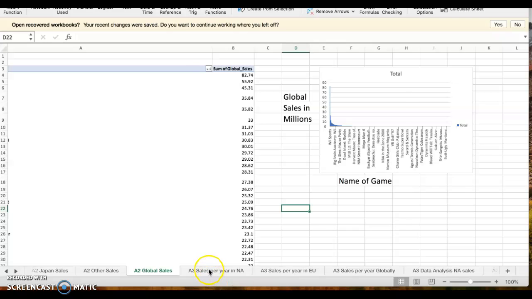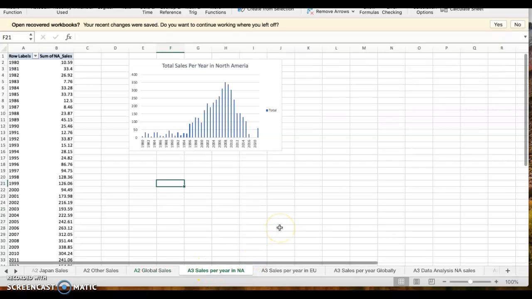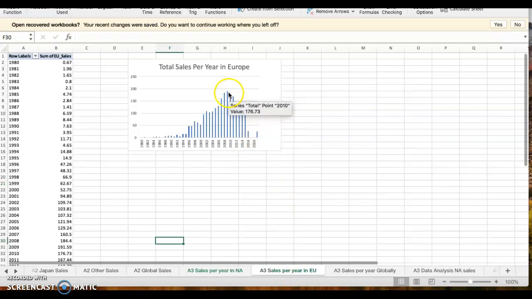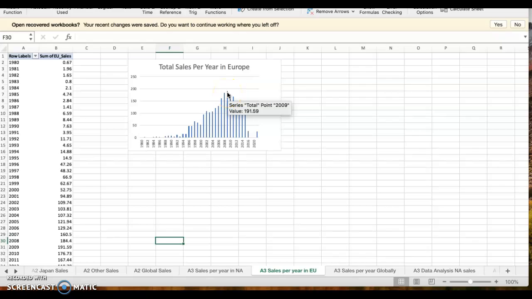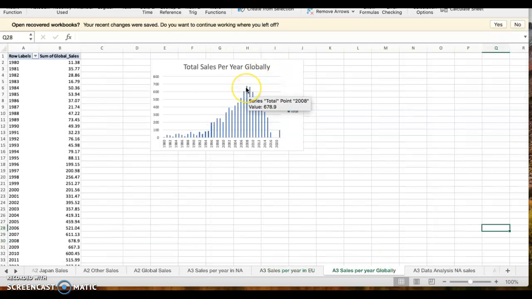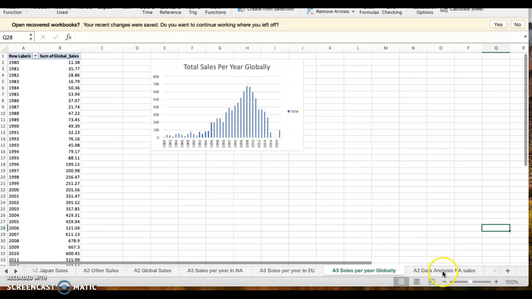For assignment 3, I wanted to see which years had done the best for each continent. So in North America, it was 2008 with 351.44 million, and then Europe, it was 2009 with 191.59 millions. Globally, it was also 2008 with 678.9 million.